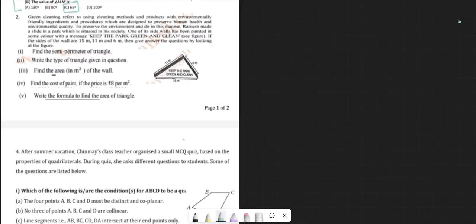So let's move on to the third case study, which says green cleaning refers to cleaning methods and products which work with environmentally friendly ingredients and procedures, designed to preserve human health and environmental quality. Basically, a triangle is given with sides 11, 6 and 15. So I can safely say that this question is from Heron's formula.